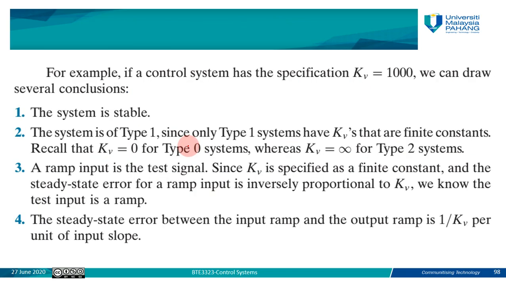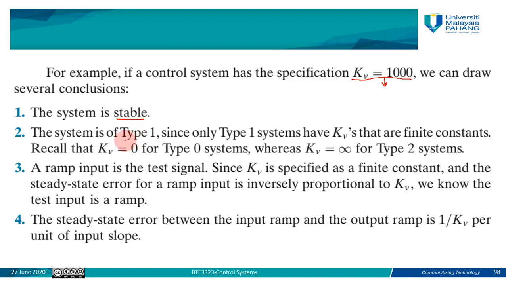Okay, so for example here, if we have a control system with a specification of Kv equal to 1000, that means you are given a system and they said the velocity constant is 1000. What information can we get from this parameter or from this specification? If the system has a Kv equal to 1000, that means the system is stable. Why? Because if the system is not stable, we cannot get a value for its steady state error parameters.